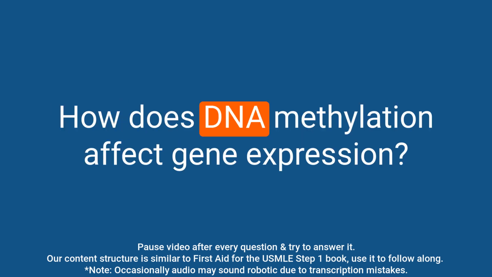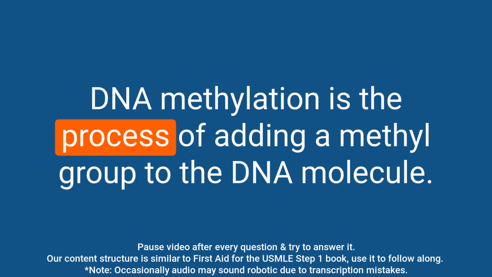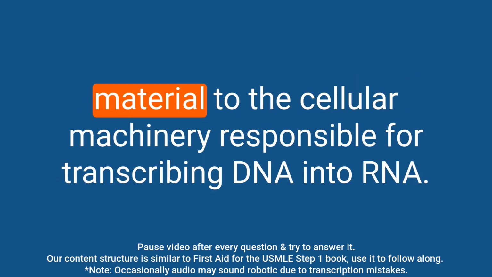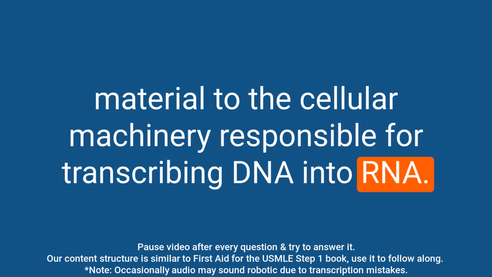Question: how does DNA methylation affect gene expression? Answer: DNA methylation is the process of adding a methyl group to the DNA molecule. This modification can cause a change in the expression of genes by altering the accessibility of the genetic material to the cellular machinery responsible for transcribing DNA into RNA.